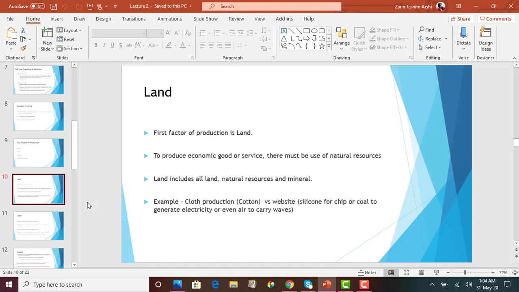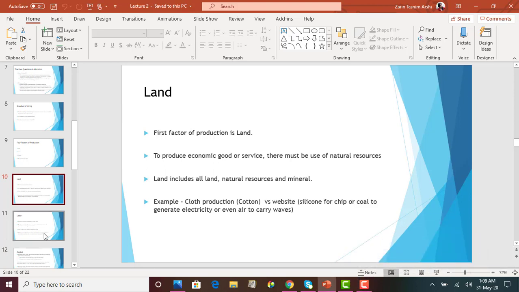So let's do an example. Let's say we are trying to produce clothes. What would be something that is a land used in the production of clothes? For clothes, it will be cotton. Cotton is a raw material or natural resource that is used in the production of clothes, and that will be classified under land. Now let's say we are talking about a website. In that case, silicon, which is used to produce the chips, is the natural resource, and that is going to be classified under land. So hopefully that clears it up. It means it's all the natural resources and all the minerals needed to produce a good or service.